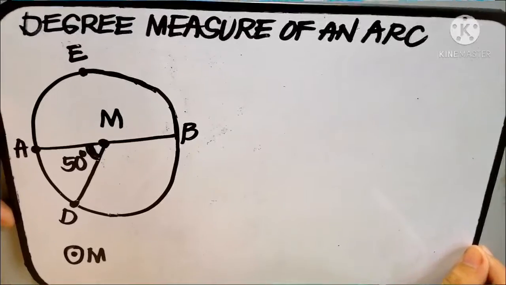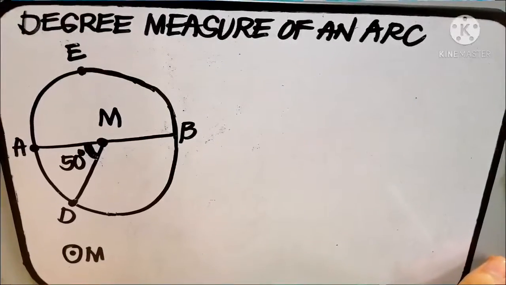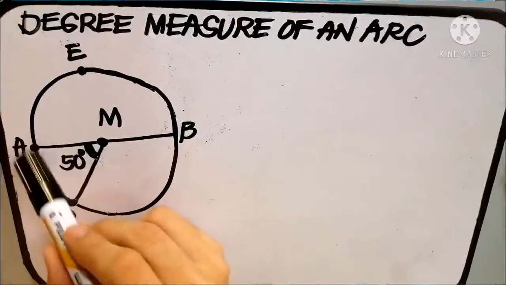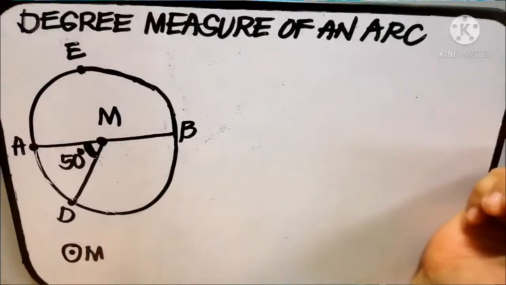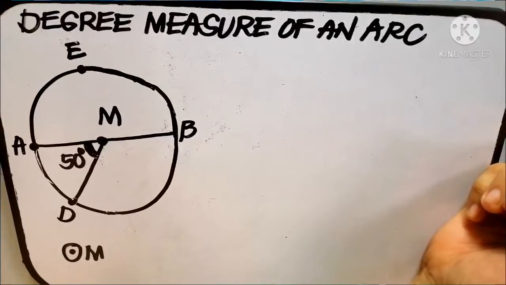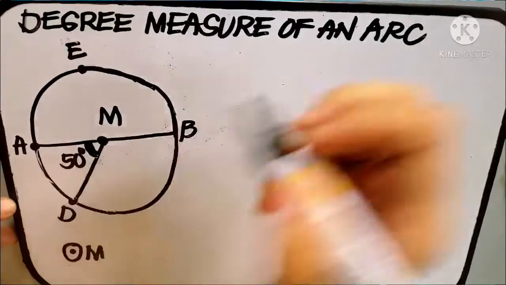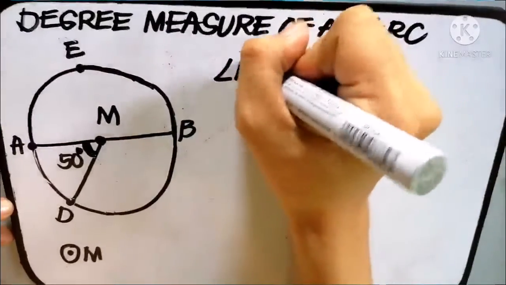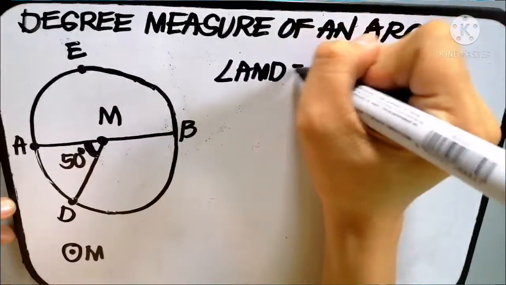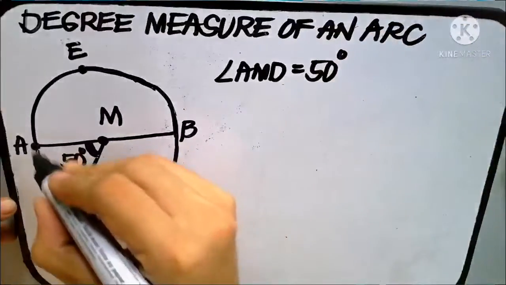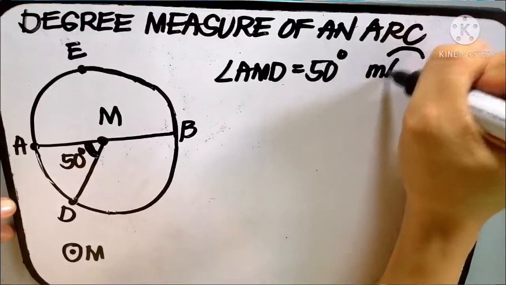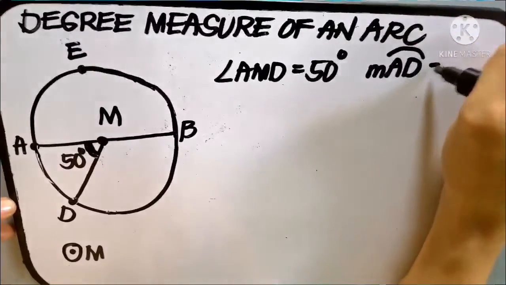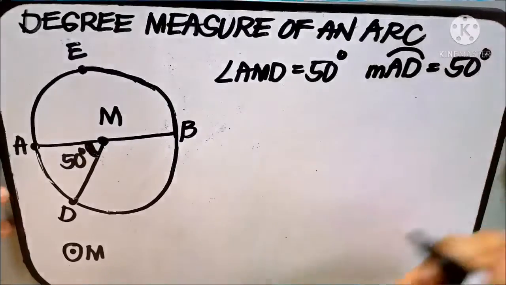Now this time, let's have the degree measure of an arc. We have three kinds of arcs here: minor arc, major arc, and semicircle. Always remember that the measure of the central angle is equal to the degree measure of its intercepted arc. So here, if the measure of angle AMD is 50 degrees, the measure of its intercepted arc, minor arc AD, is also equal to 50 degrees.